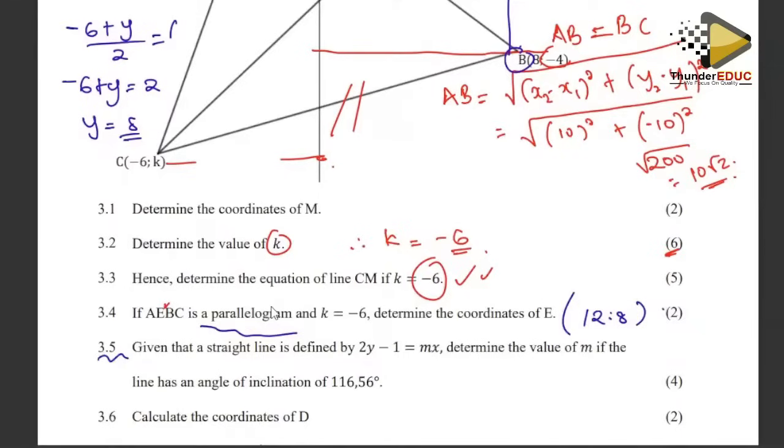Okay, 3.5. Given that a straight line is defined by this, they want us to determine the value of m if the line has an inclination of this, like y.